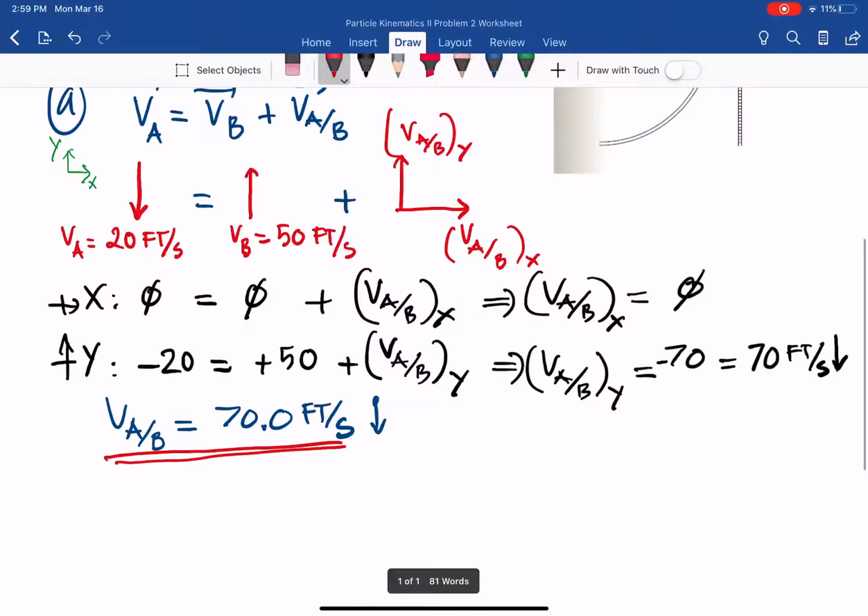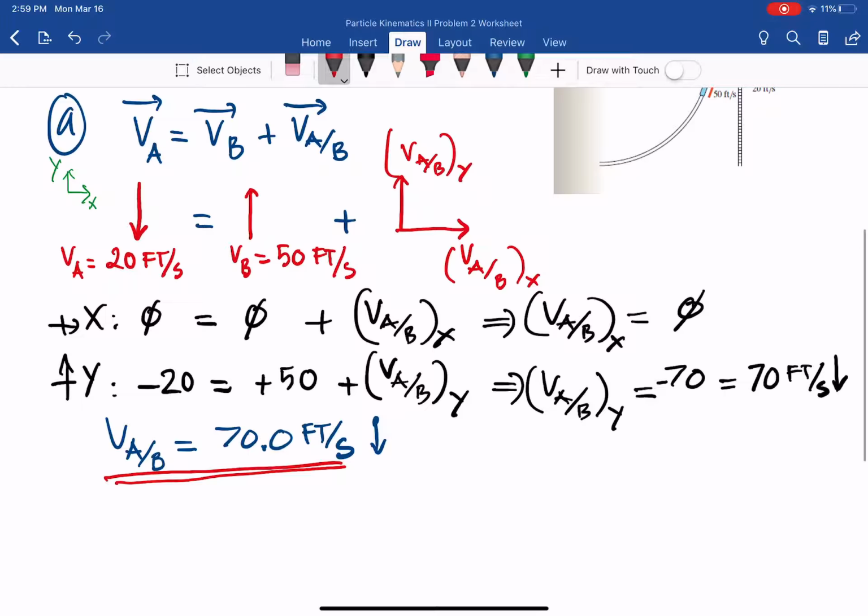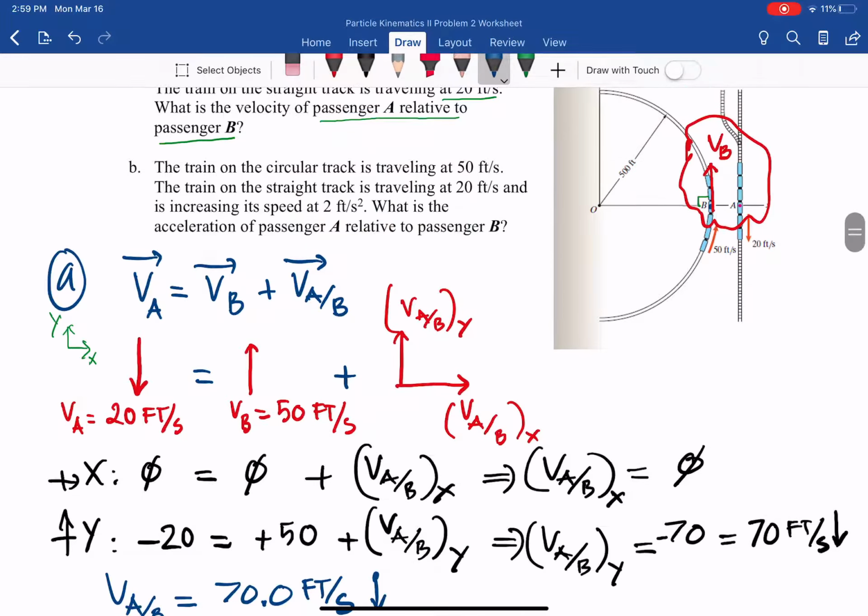So let's move on to the second part of this problem. And the second part of this problem is the trains. Again, the same information in terms of velocity: 50 feet per second for the one on the circular track, 20 feet per second for the one on the straight track. But they give you additional information, which is that the speed is increasing 2 feet per second for the one on the straight track.